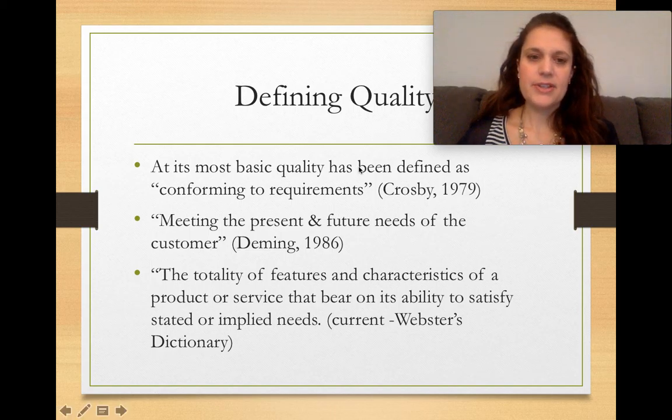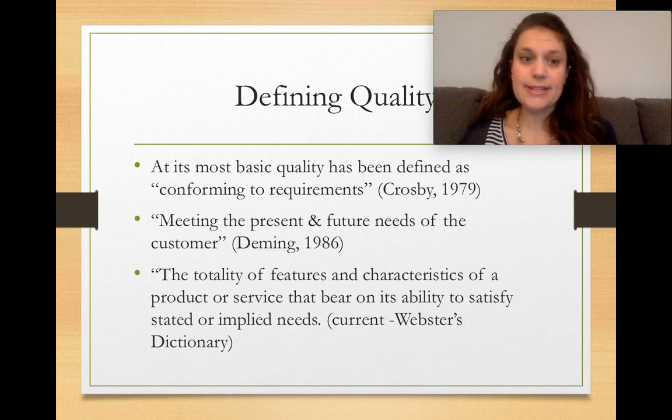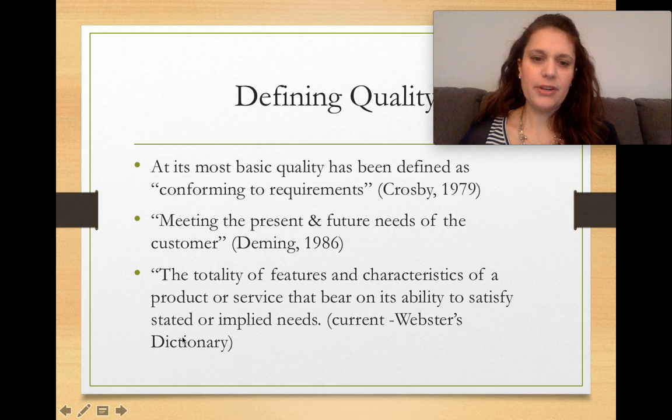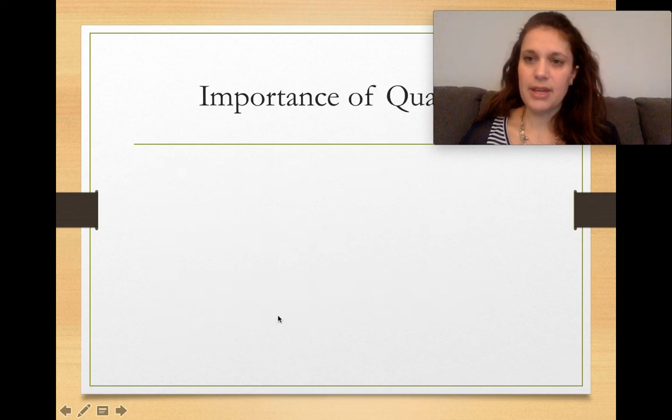So now we've gone from just the basic quality to conforming to what people are asking for, to also providing what they're not asking for yet. And then the current definition is the totality of features and characteristics of a product or service that bears on its ability to satisfy stated or implied needs. So the implied needs does refer back to future needs, but it also is in present day.